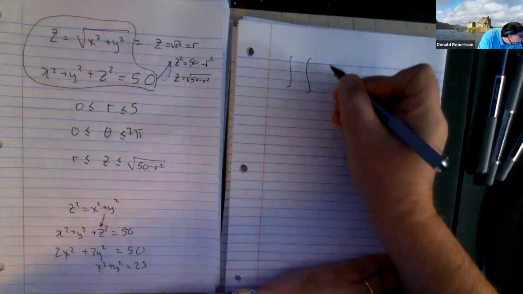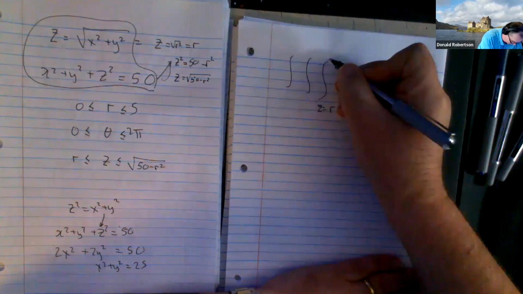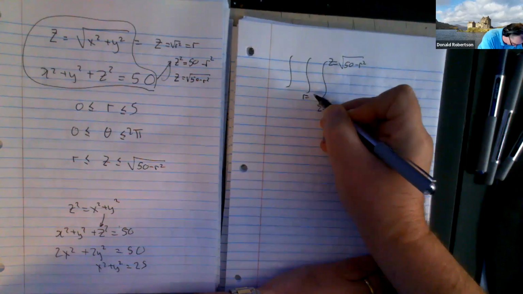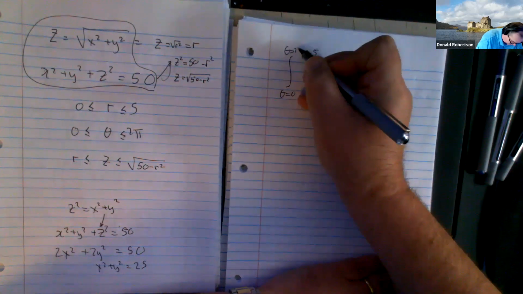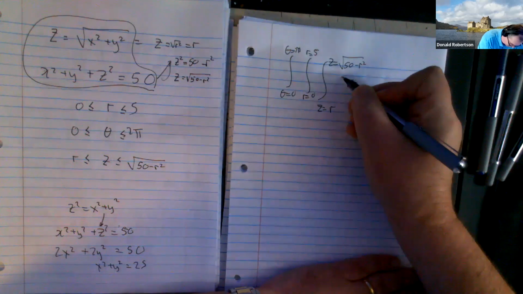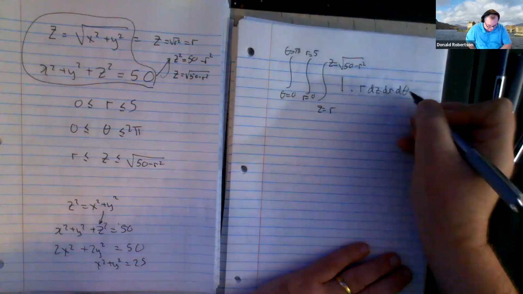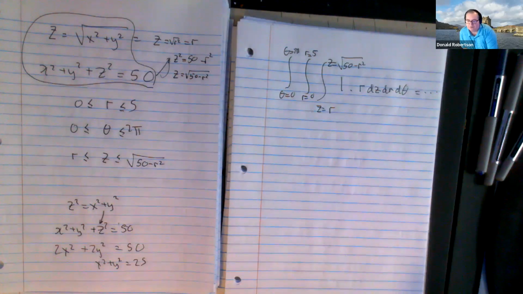And so you're looking for a volume. So it's going to be z equals r to z equals this guy. It's going to be r equals 0 to r equals 5. It's going to be theta equals 0 to theta equals 2 pi. And since it is a volume, it's 1 of r dz dr d theta, right? And can I do that? I bet you're going to have another one of those u sub situations, where u is 50 minus r squared, and Bob's your uncle.